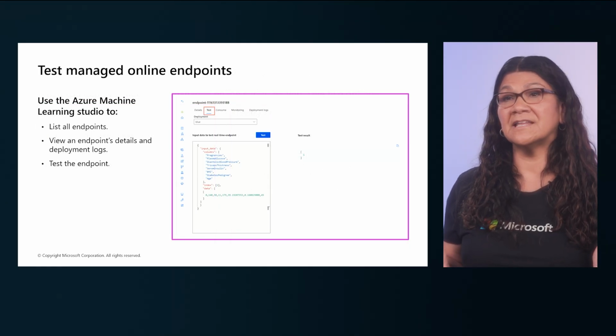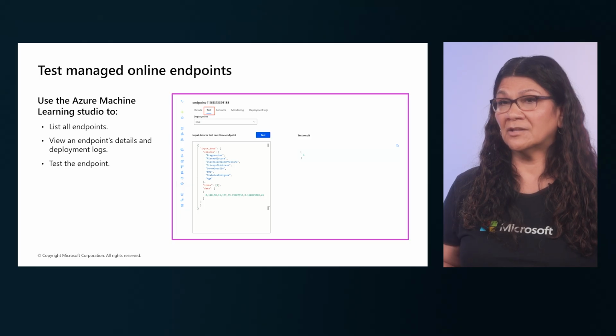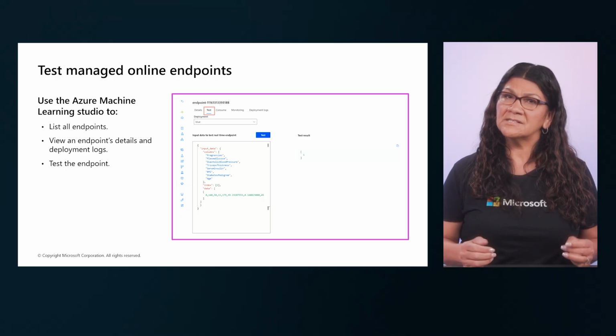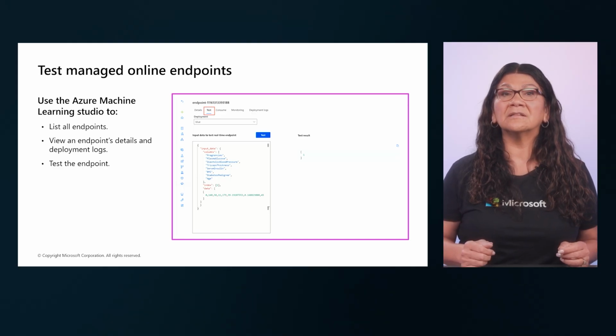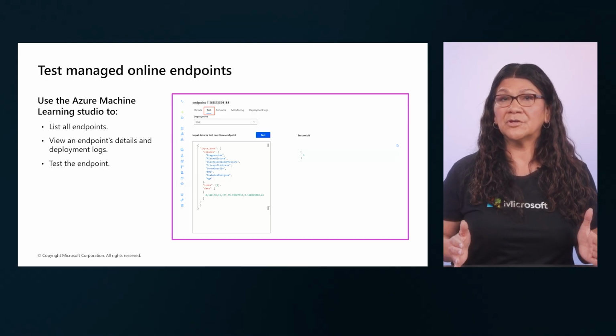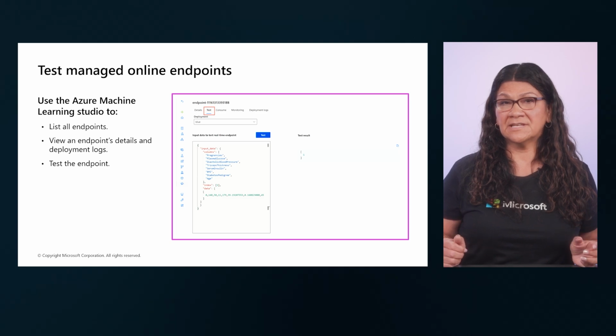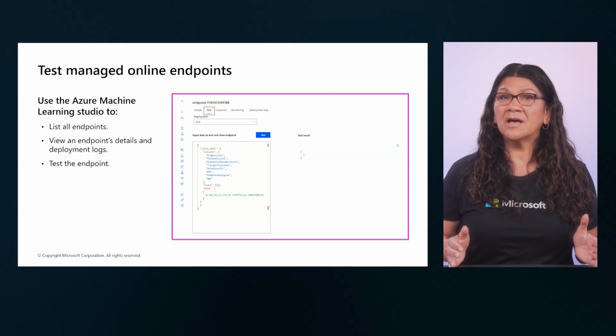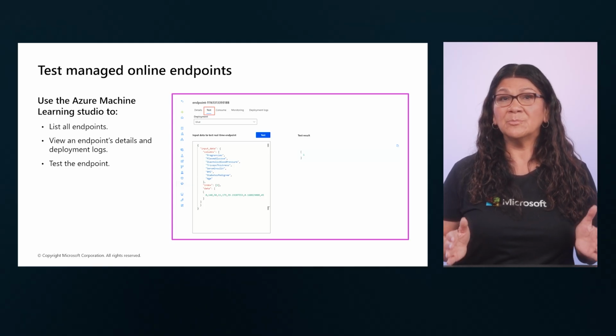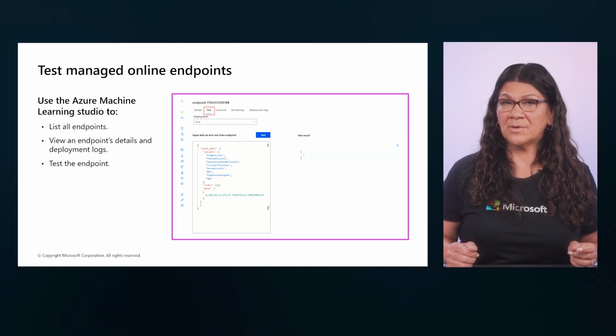How do you validate and interact with a deployed managed online endpoint directly in Azure Machine Learning Studio? Consider these three actions: list endpoints, view endpoint and deployment details, and test the endpoint. Use the Test tab of the endpoint page in Azure Studio and input data to test the real-time endpoint.